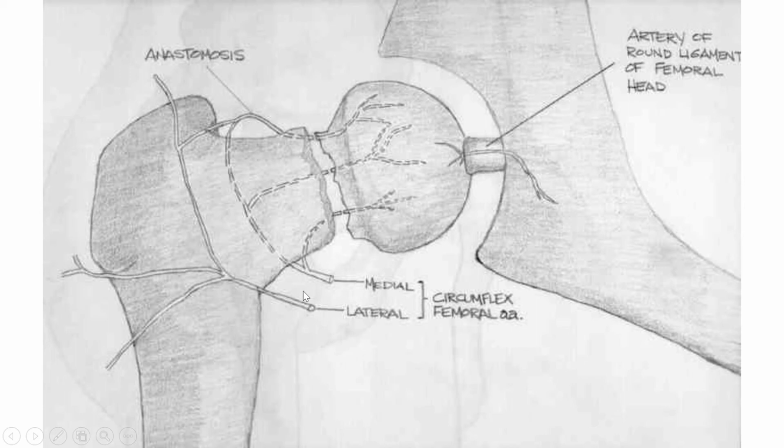Avascular means lack of blood supply, because these arteries, which are called retinacular arteries, have been ruptured or disrupted. As a result, there would be no blood supply to the head of the femur except from this small artery, which is not enough for the vitality of the head of the femur. As a result, it would result in necrosis or death of the tissue, and this condition is called avascular necrosis of the head of the femur.